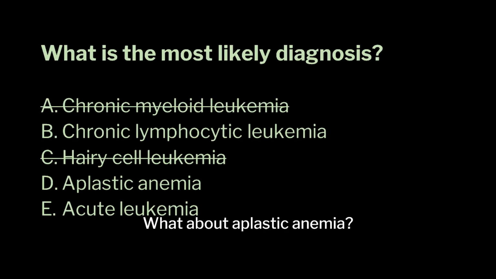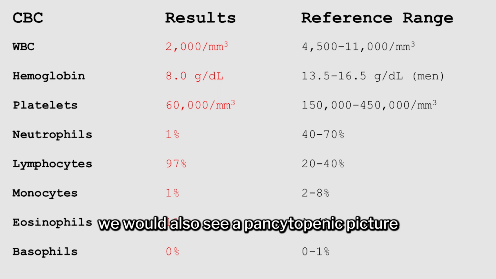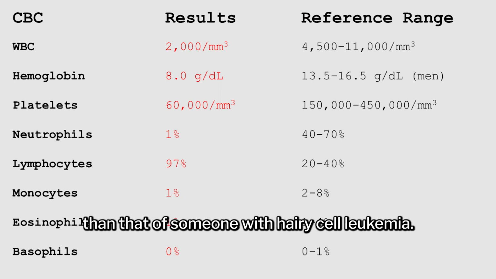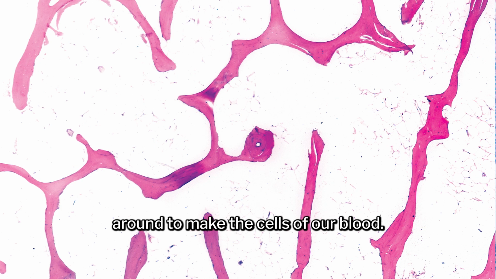What about aplastic anemia? Again, the labs would be different from what we saw in Arthur. We would also see a pancytopenic picture, but the numbers would be even lower than that of someone with hairy cell leukemia because the bone marrow has very little hematopoietic cells around to make the cells of our blood.